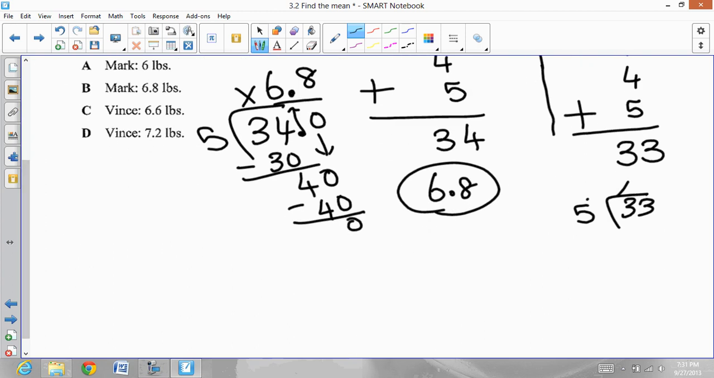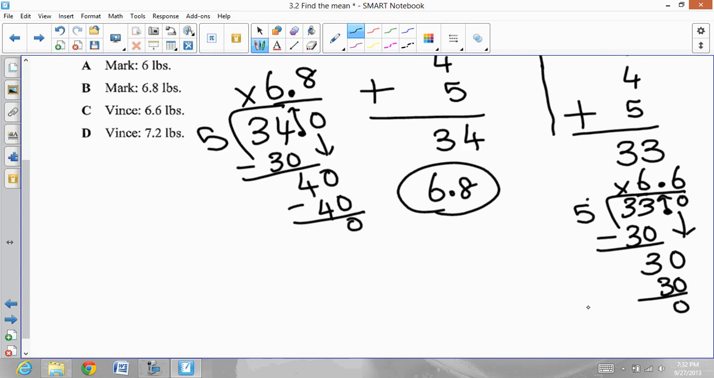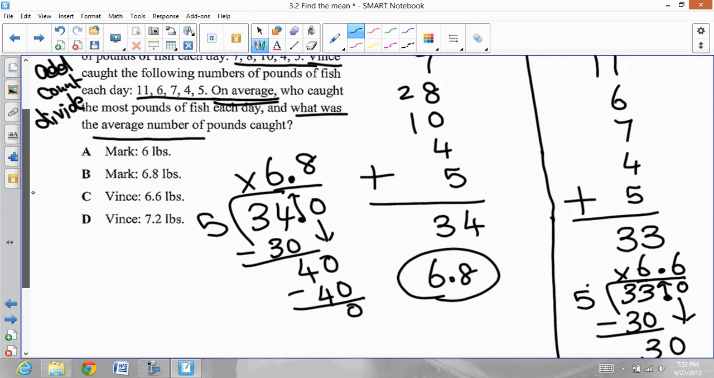5 cannot go in a 3. 5 can go into a 33 6 times. 5 times 6 is 30. Subtract, 3. Now make sure that you put the decimal point, bring the decimal point straight up, add a 0, bring the 0 down. 5 goes into a 30 6 times. So Vince's average in this case came to 6.6. So Mark's average was 6.8, Vince's average was 6.6.